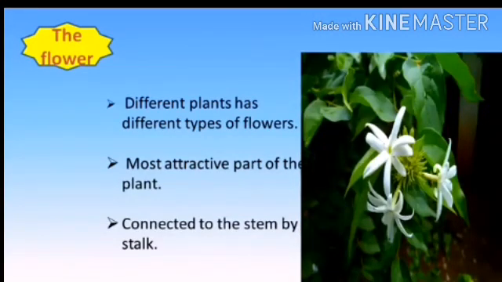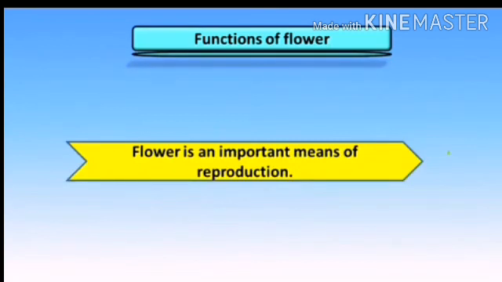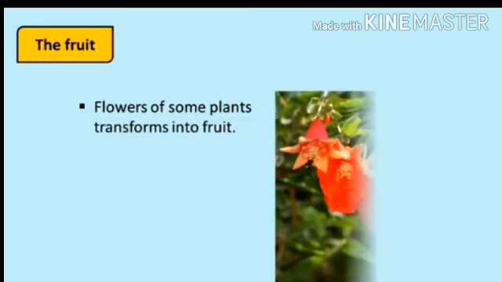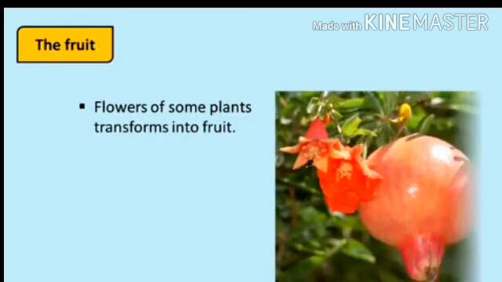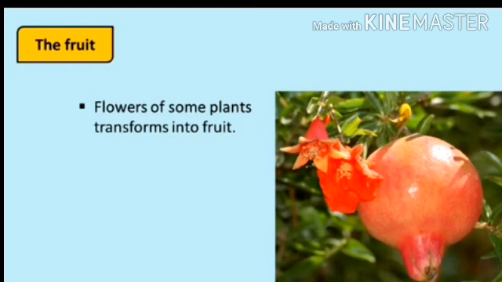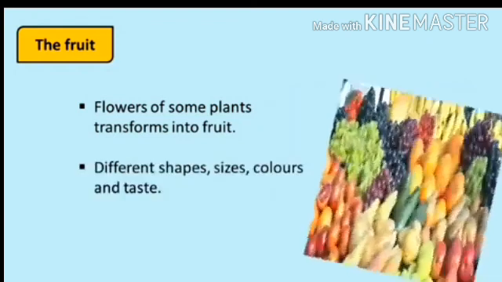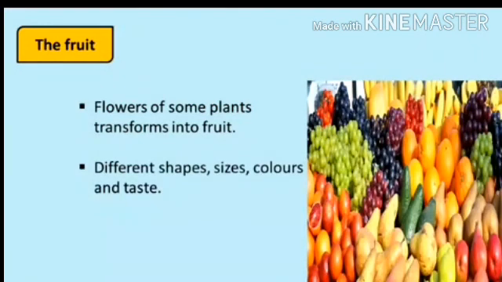Now the function of a flower, the most important function is what? Flower is an important means of reproduction. The main function is reproduction. Now next part, fruit. Flowers of some plants transform into fruits. There are different shapes, sizes, colors and tastes of fruit. See in the picture, there are so many fruits shown, which are all very attractive.